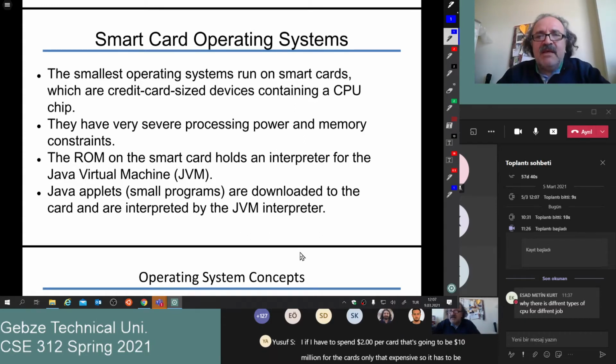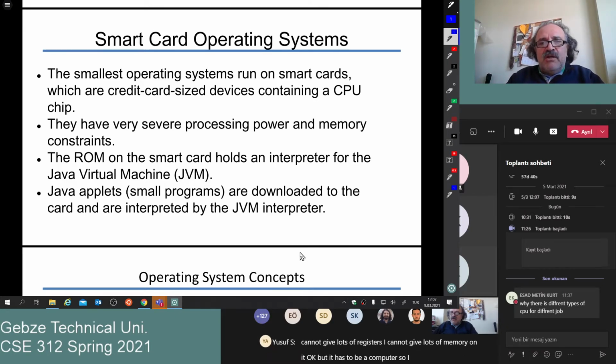If it is cheap, then I cannot provide much protection. I cannot give lots of registers or lots of memory on it. But it has to be a computer. So as soon as you insert your card into a card reader, the computer boots up, and the card reader loads a program on your smart card computer. Usually there is a Java virtual machine in there, so you are loading Java code on it. Java applets are downloaded to the card and interpreted by the Java virtual machine interpreter on the smart card, and there is a small operating system on it.